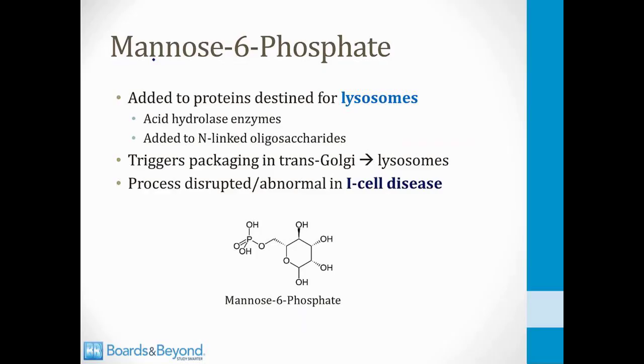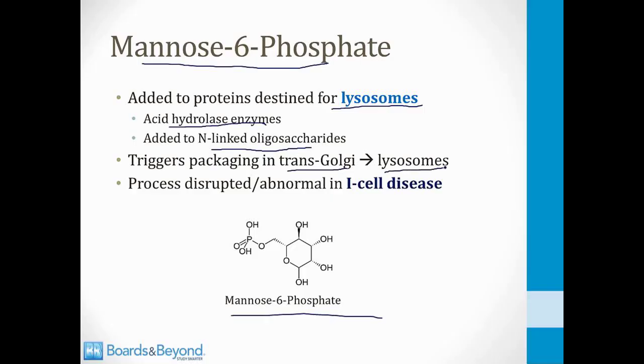The last sugar modification of proteins that we'll discuss is mannose-6-phosphate. Mannose-6-phosphate is added to proteins in the Golgi apparatus that are destined for lysosomes. These proteins are acid hydrolase enzymes that are needed to break down other structures. The mannose-6-phosphate molecule, which is shown at the bottom of the screen, is added to N-linked oligosaccharides in the Golgi apparatus. This triggers packaging in the trans-Golgi so that the enzymes go to the lysosomes.